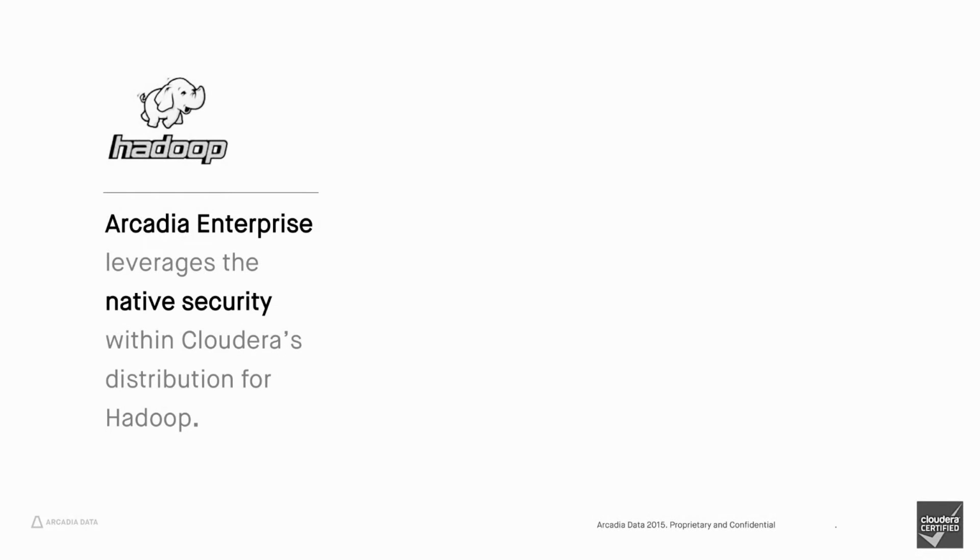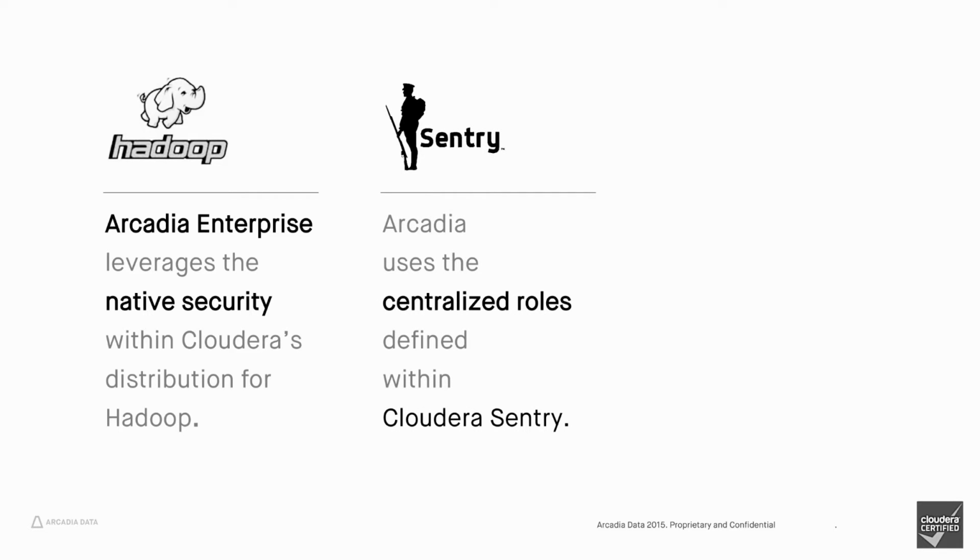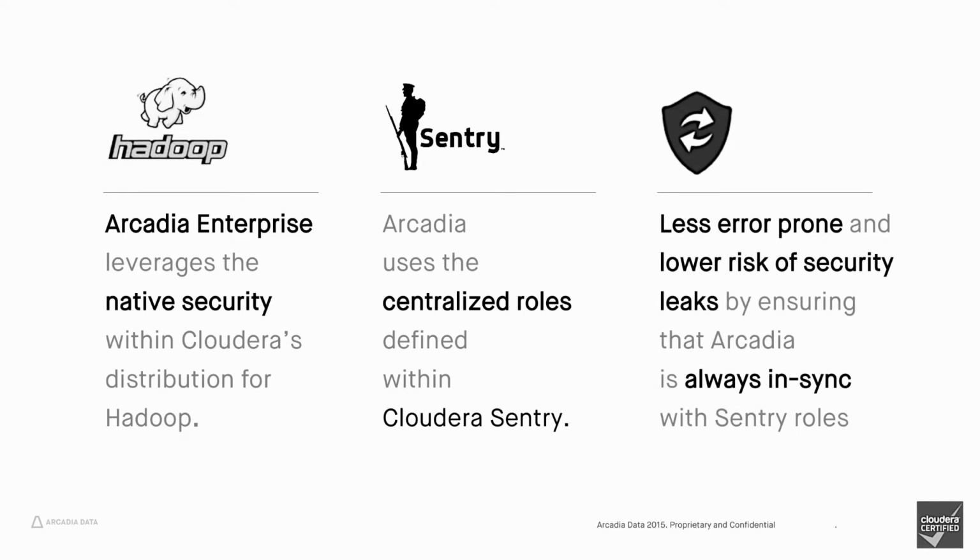Arcadia's Converge analytics platform takes a Hadoop-centric approach by leveraging the native security within Cloudera's distribution for Hadoop. Arcadia uses the centralized roles defined within Cloudera Sentry, which inherently makes it less error-prone and lowers the risk of security leaks by ensuring that Arcadia is always in sync with the Sentry roles. So for example, if a user no longer belongs to the marketing team, they will immediately lose access to the marketing datasets within Arcadia. Let's take a closer look at how this works.